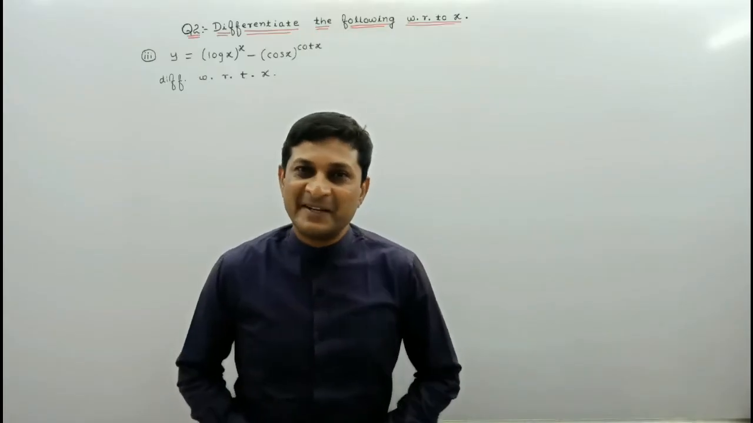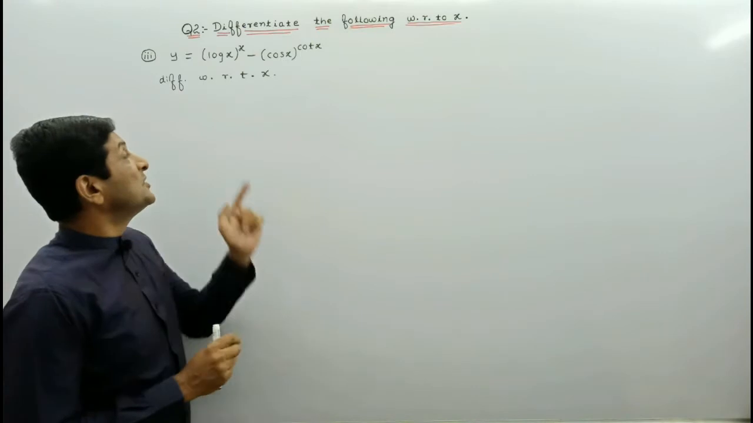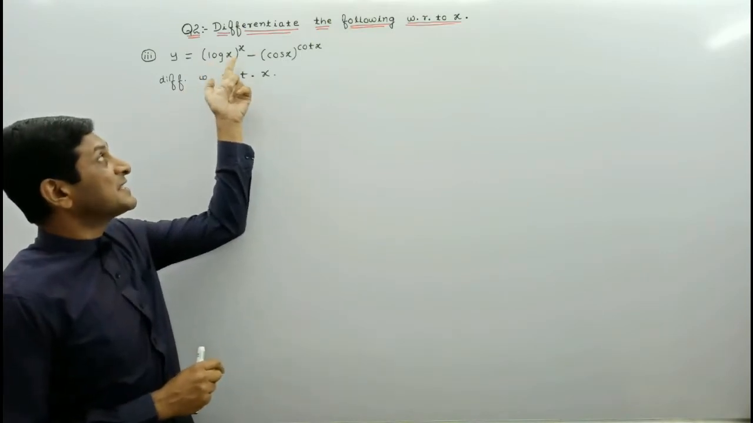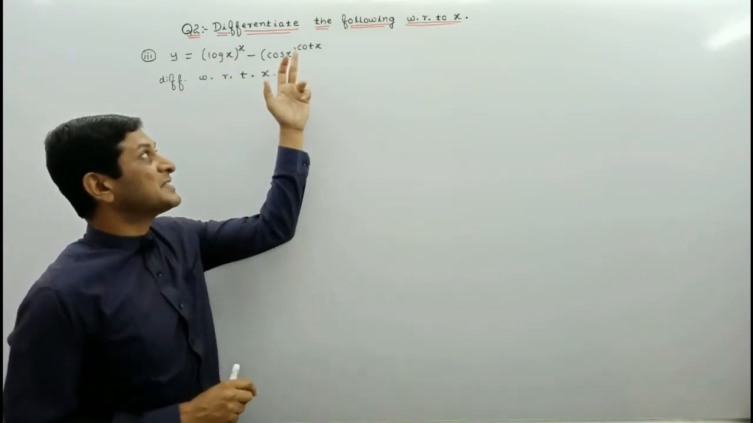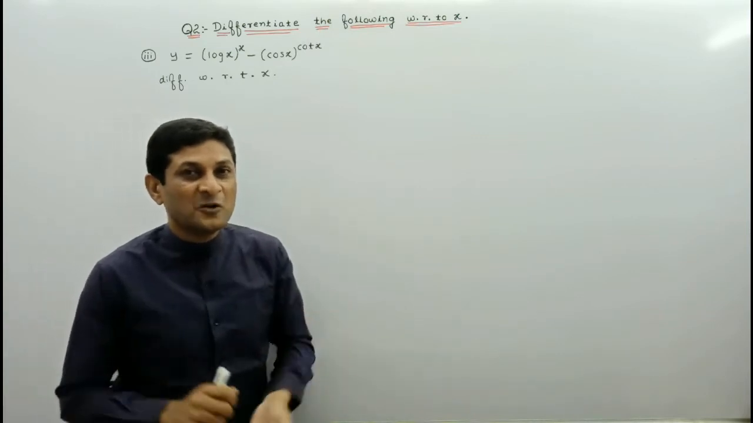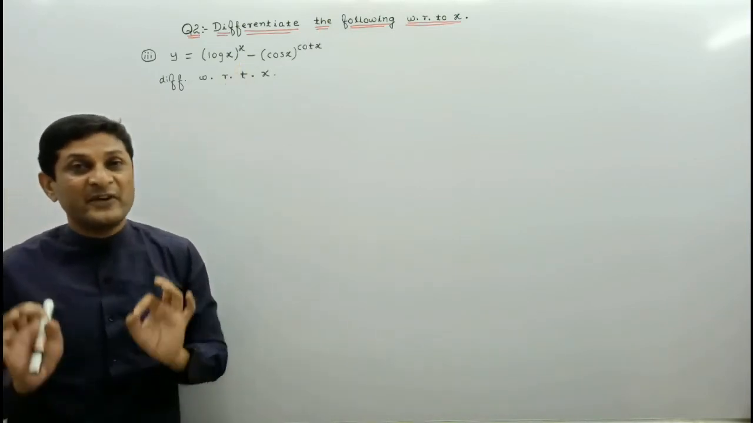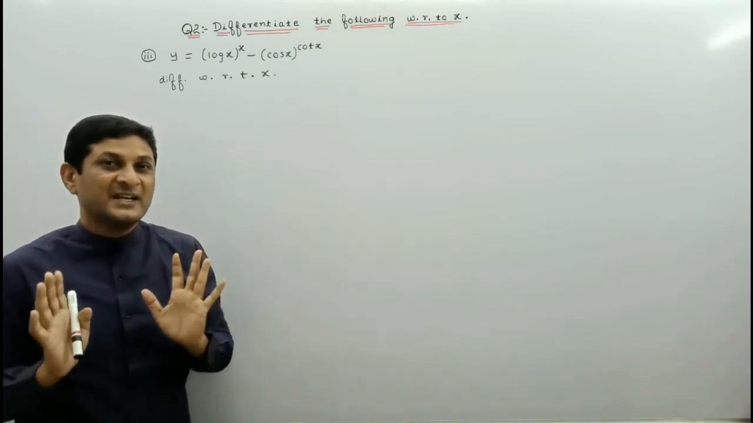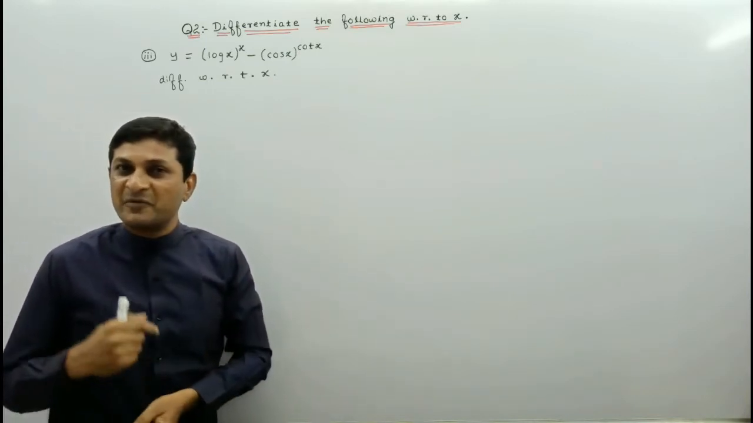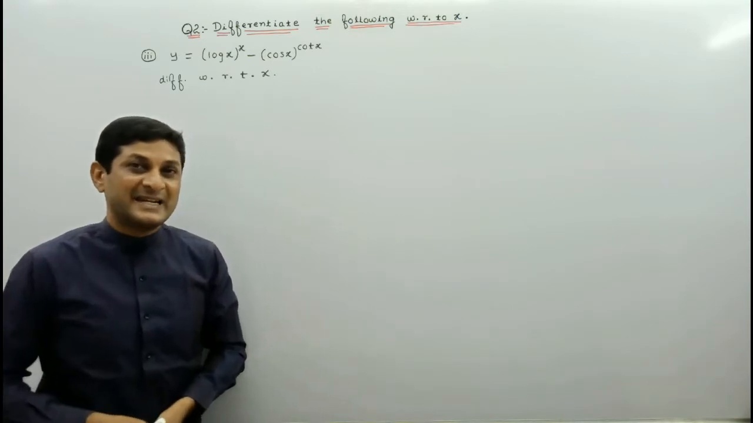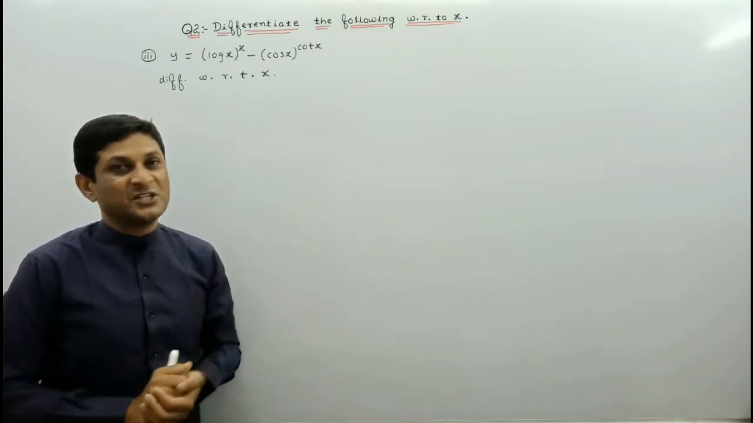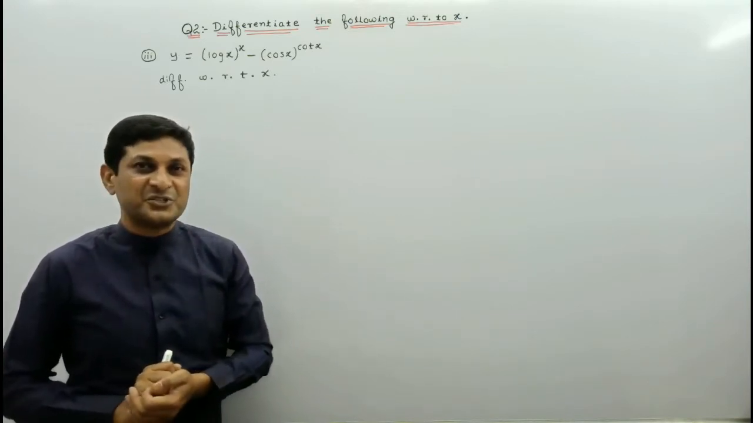Now see example number 3. In this case the given function is y is equal to log of x raised to power x minus cos of x raised to power cot x. Here we can observe that both the functions are connected by minus and both are in the form of f of x raised to power g of x. So whenever the function is in the form of f of x raised to power g of x, at that time we find differentiation applying the logarithmic differentiation method.